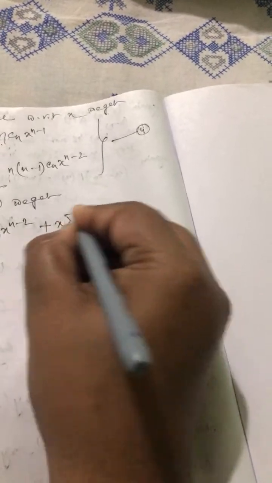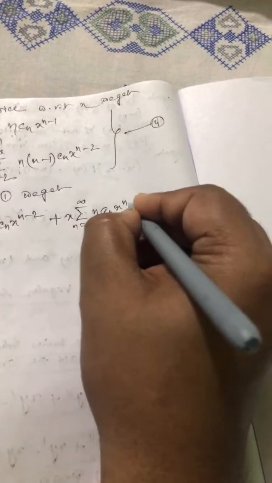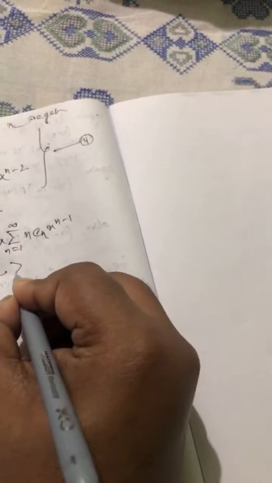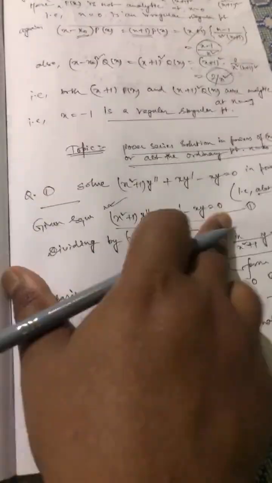Then x y dash, x into the sum of n cn x to the power n minus 1, n equals 1 to infinity, minus x y, the sum of cn x to the power n, n varying from 0 to infinity. On the right hand side, probably it was 0. I think so. Yes, it is 0. So simply y double dash, y dash and y, all these values are used in the original differential equation.